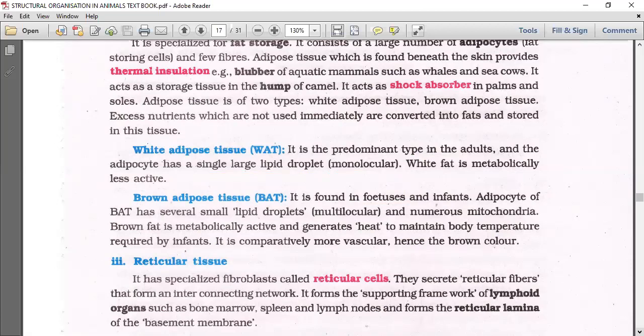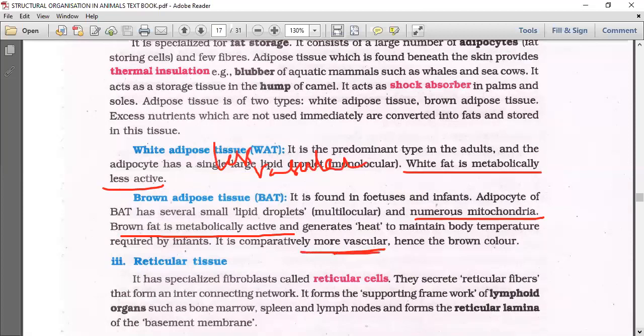White fat is metabolically less active. Brown fat is metabolically very active. That indicates the presence of numerous mitochondria. And it is highly vascular. White adipose tissue is less vascular, and the brown adipose tissue is more vascular. So that's the reason why it appears brown in color. So that's it. That's the story of adipose tissue.